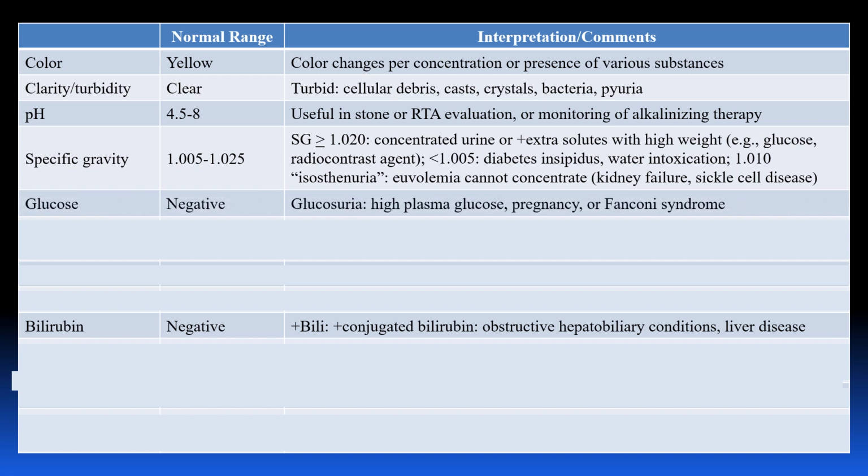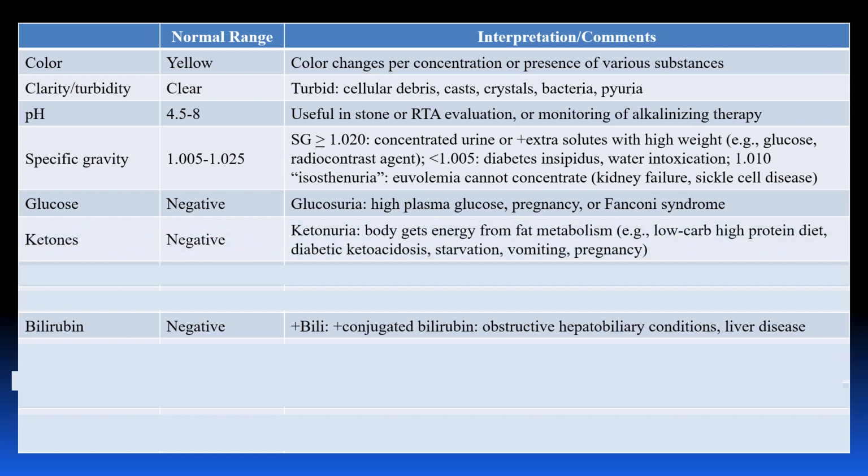The presence of glucose in the urine may be seen in patients with poorly controlled diabetes, normal pregnancy, or Fanconi syndrome. The presence of ketones suggests the body is getting its energy from fat metabolism, seen in various conditions such as low carbohydrate, high protein diet, diabetic ketoacidosis, starvation, vomiting, or pregnancy.